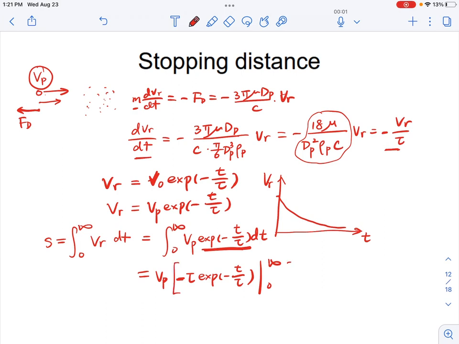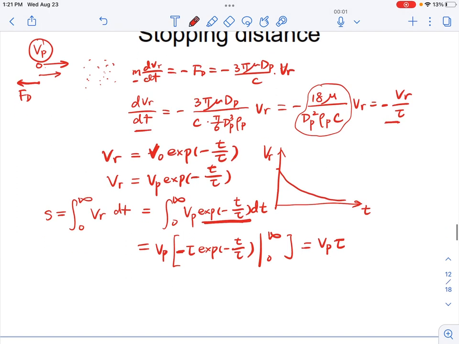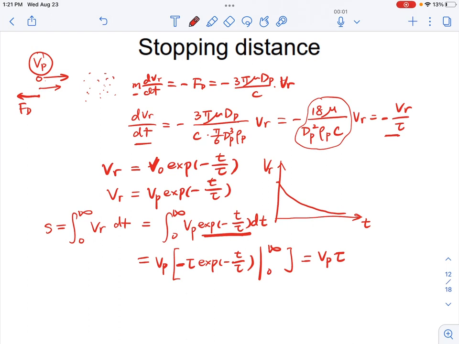Okay, let me put it this way. If you plug in time equals infinity, this term goes to 0. If you plug in time equals 0, this term goes to 1. Then 0 minus 1, and you have a negative sign here, so you directly get Vp multiplied by tau. This is the stopping distance, how far the particle can be transported at maximum, because we're integrating from 0 to time equals infinity.